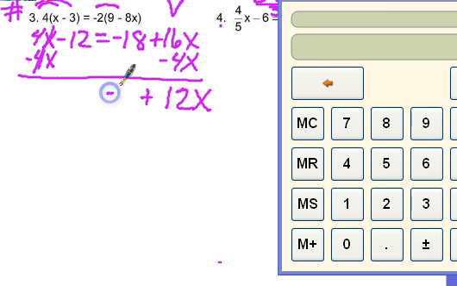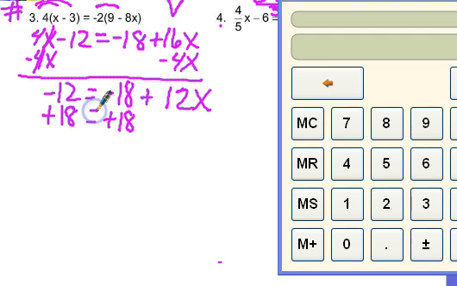The negative 18 drops down. We haven't done anything with that yet. And the negative 12 drops down. All right, so I moved my variables over here, but my numbers are coming to the left. So that means I have to move this one over here to the left. So I'm going to add 18. Add 18 equals.